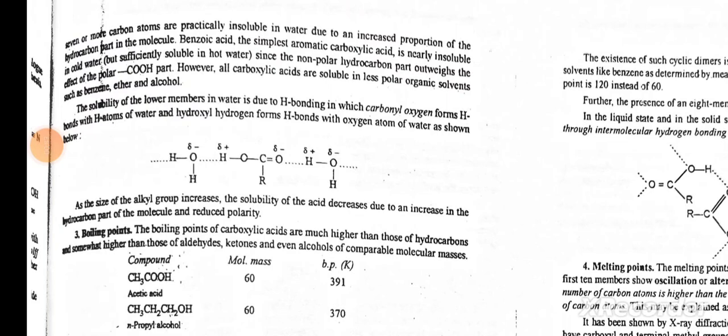The solubility of the lower members in water is due to H bonding, in which the carbonyl oxygen atom forms H bonds with H atoms of water and the hydroxyl hydrogen forms H bonds with the oxygen atom of water, as shown below. As the size of the alkyl group increases, the solubility of the acid decreases due to an increase in the hydrocarbon part of the molecule and reduced polarity.